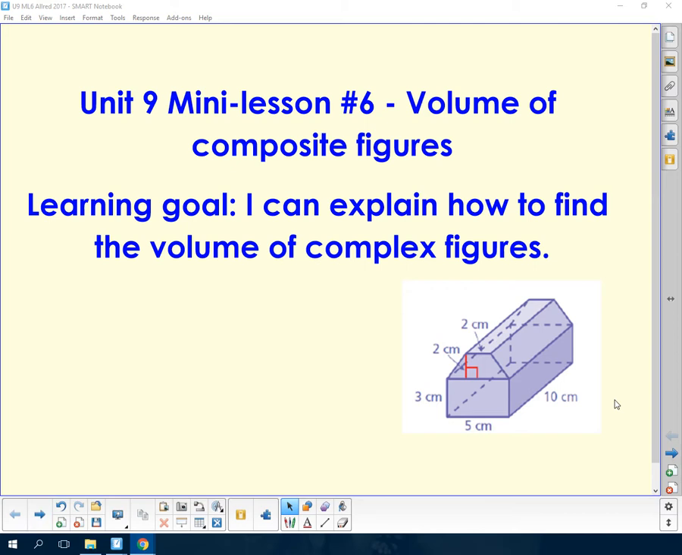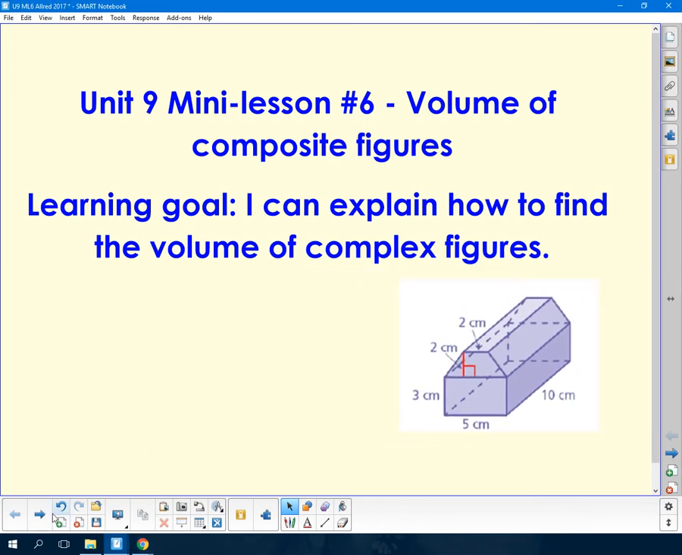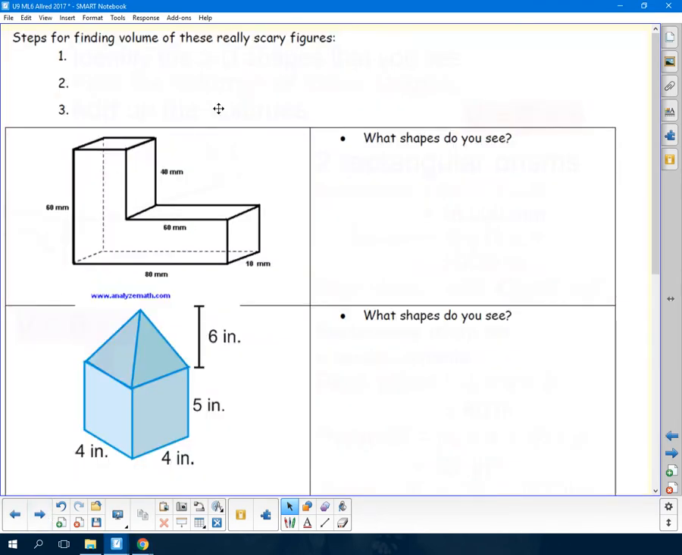We're going to talk about composite figures. Some of these shapes are kind of scary, like this one right here. But I've got 3 quick, easy steps for you that you can use to be successful. The first thing you should do when you look at these 3D scary figures is to figure out what kind of shapes you see. If it's a prism or a pyramid, what kind of prism, what kind of pyramid. You want to identify the 3D shapes that you see.